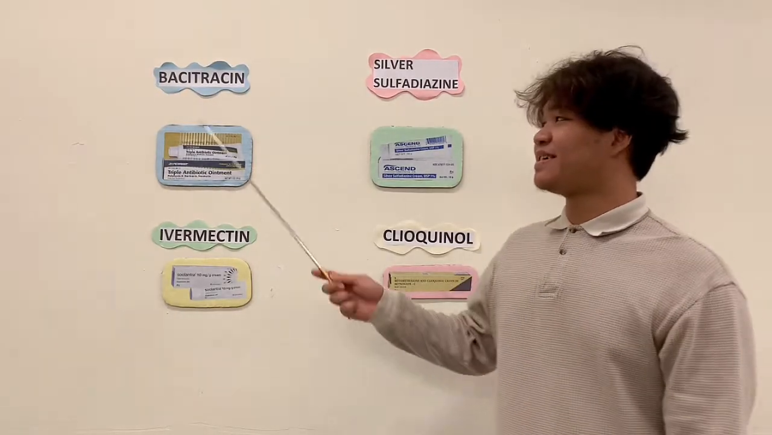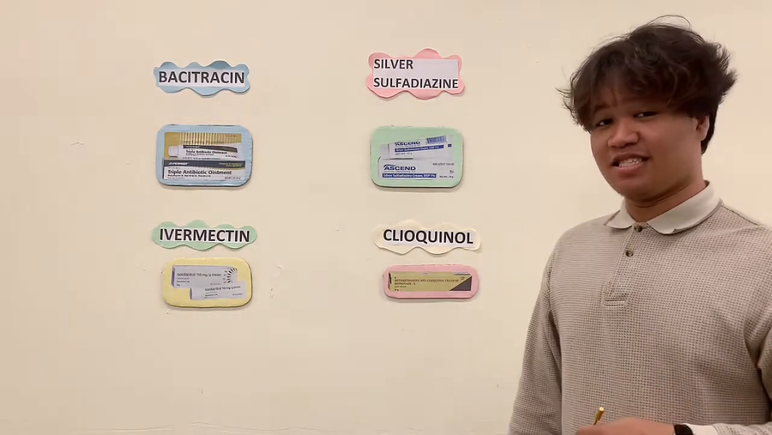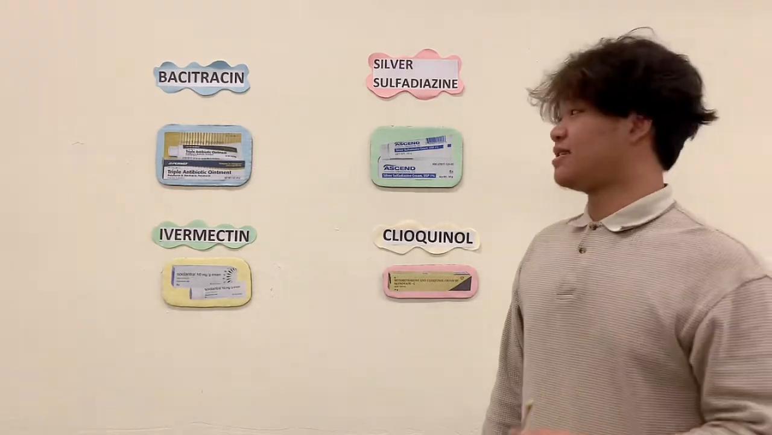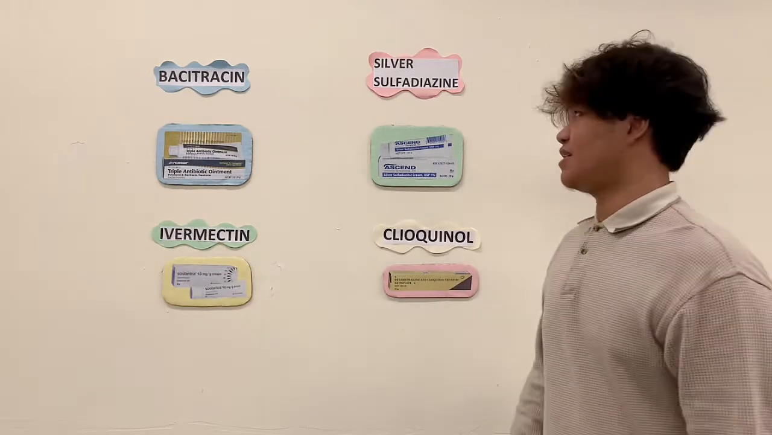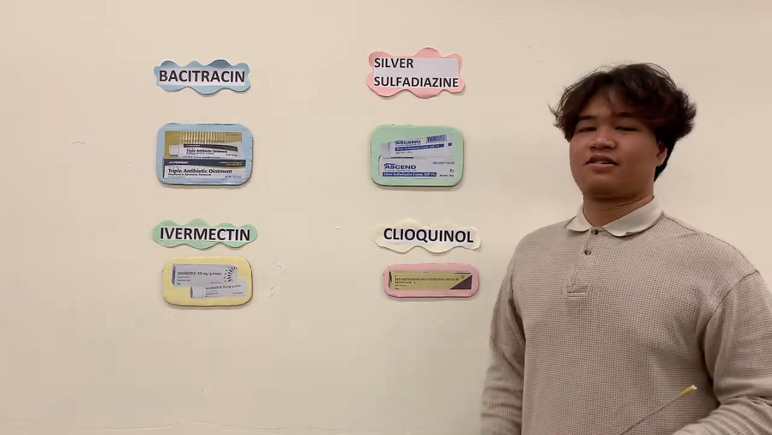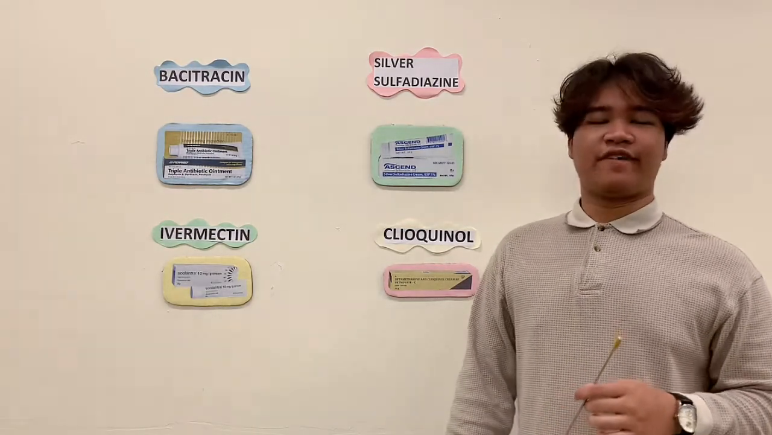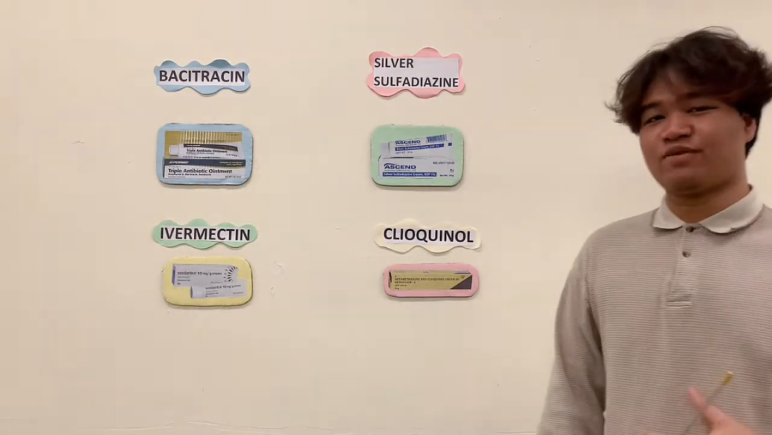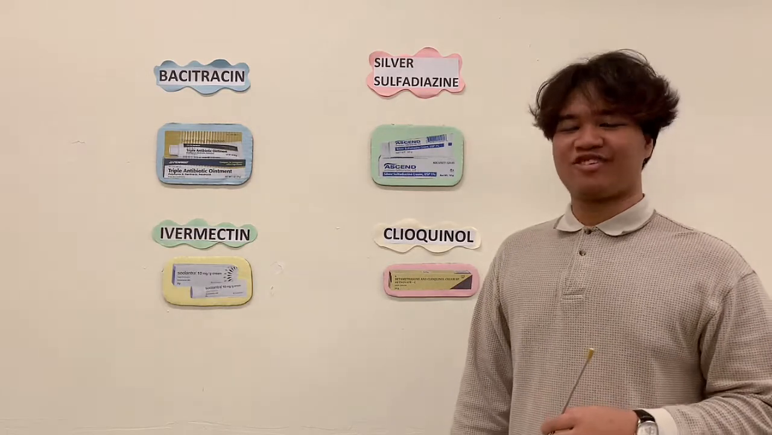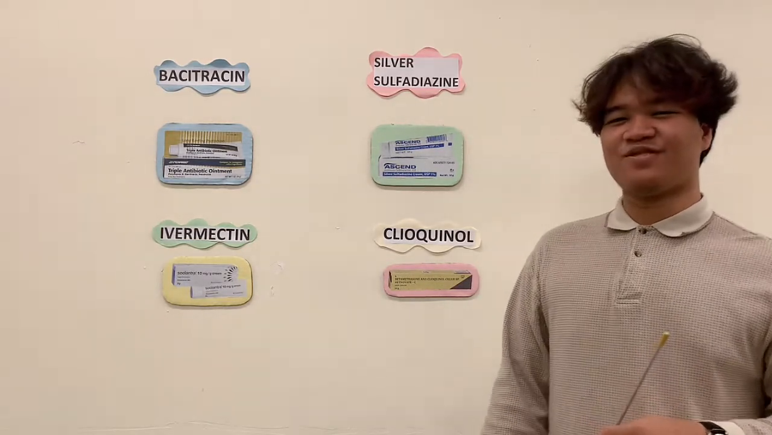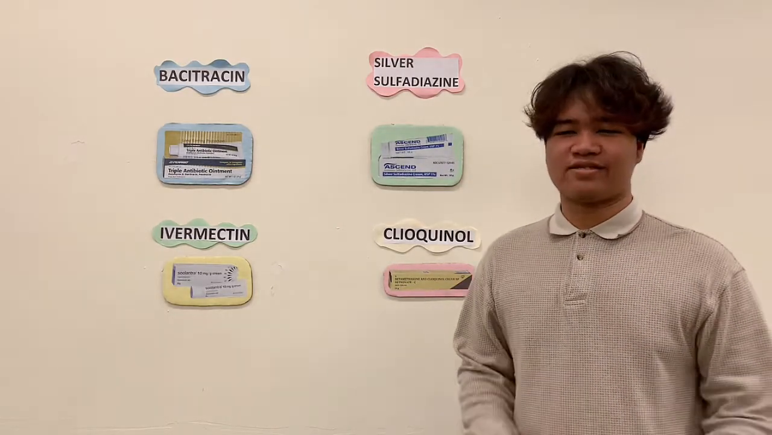Contraindications for bacitracin. Contraindicated in persons with hypersensitivity to bacitracin and neomycin. For ivermectin, contraindicated in persons with hypersensitivity. Silver sulfadiazine is contraindicated in persons with hypersensitivity, premature infants and pregnant women. Chloroquine is contraindicated in persons with hypersensitivity and children below 2 years.